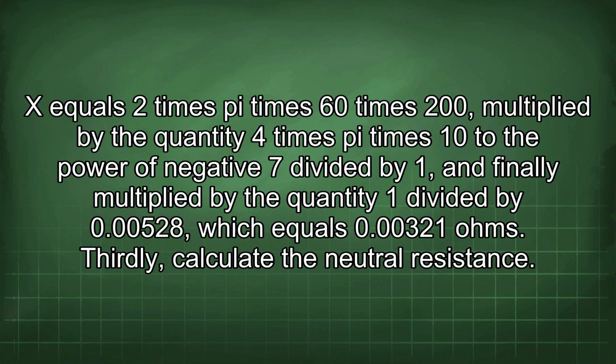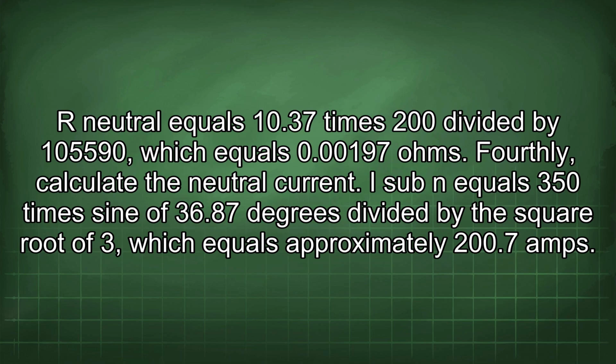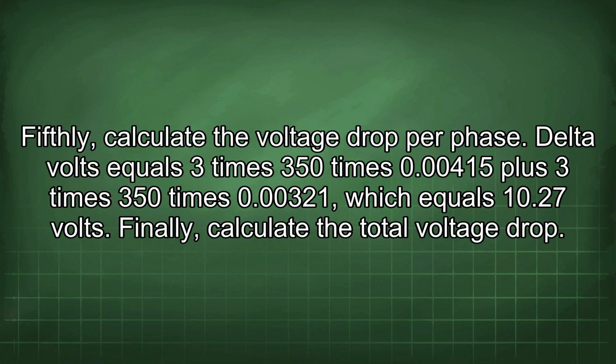Thirdly, calculate the neutral resistance. R neutral equals 10.37 times 200 divided by 105,590, which equals 0.197 ohms. Fourthly, calculate the neutral current. I sub n equals 350 times sine of 36.87 degrees divided by the square root of 3, which equals approximately 200.7 amps.